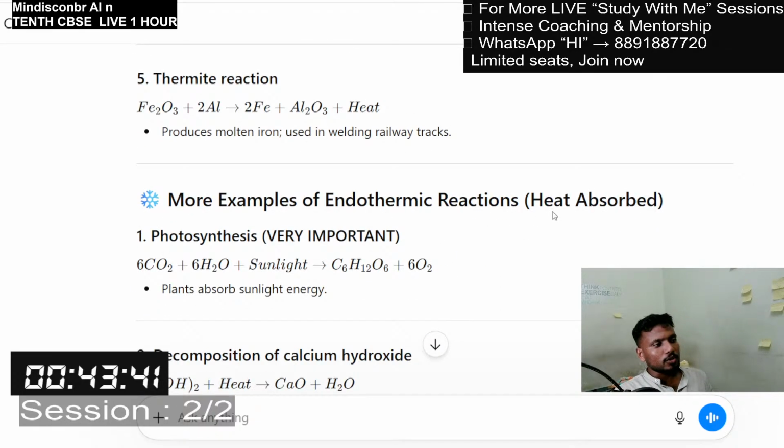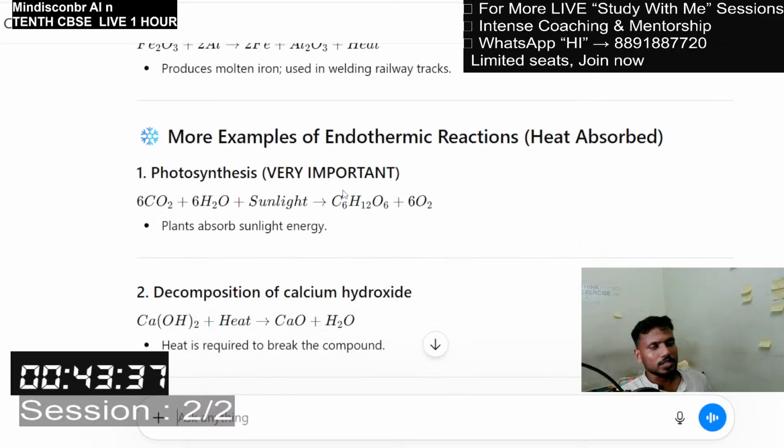More examples of endothermic reactions, where heat is absorbed. Photosynthesis, very important: 6CO2 plus 6H2O plus sunlight gives C6H12O6 plus 6O2. So respiration is always an example of an exothermic reaction, but photosynthesis is always an example of an endothermic reaction because heat is absorbed. Plants absorb sunlight energy.